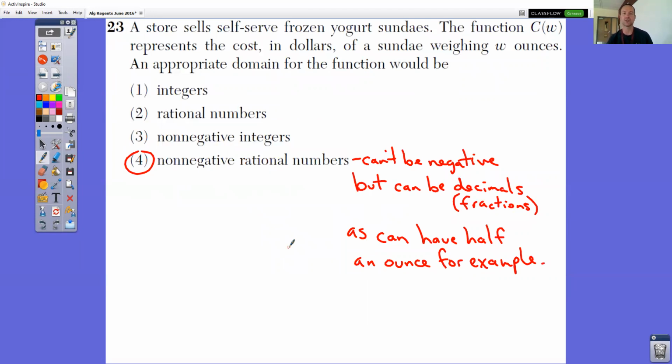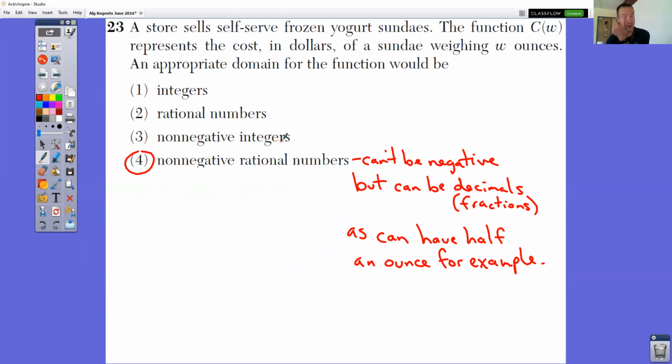A store sells frozen yogurt sundaes. The function C of W represents the cost in dollars of a sundae weighing W ounces. An appropriate domain for the function would be. So it wouldn't be integers because you can't have negative ounces. Rational numbers. Rational numbers can be negative as well. That doesn't make any sense. You can't have the weight of a sundae being negative.